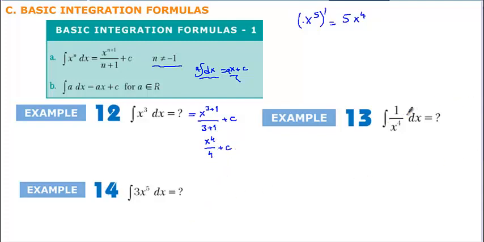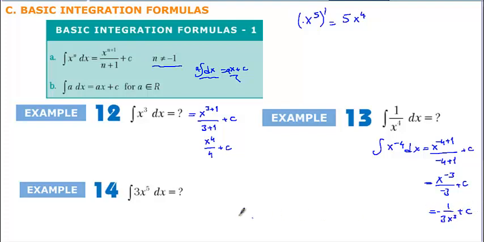The second one is 1 over x to the power of 4. It is going to be written as x to the power of minus 4 dx. Then the integral of this one is x to the power of minus 4 plus 1 over minus 4 plus 1, plus c, which is equal to x to the power of minus 3 over minus 3 plus c. If we rearrange this expression, it is going to be minus 1 over 3x to the power of 3 plus c.